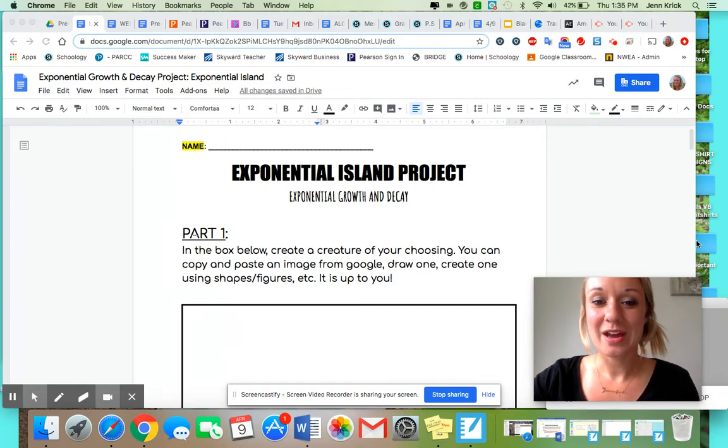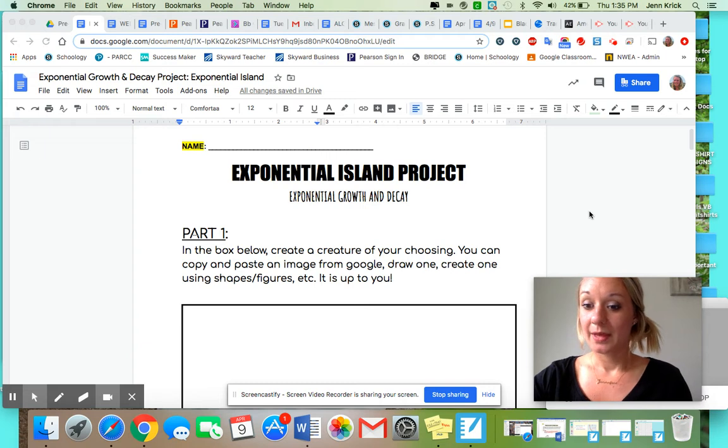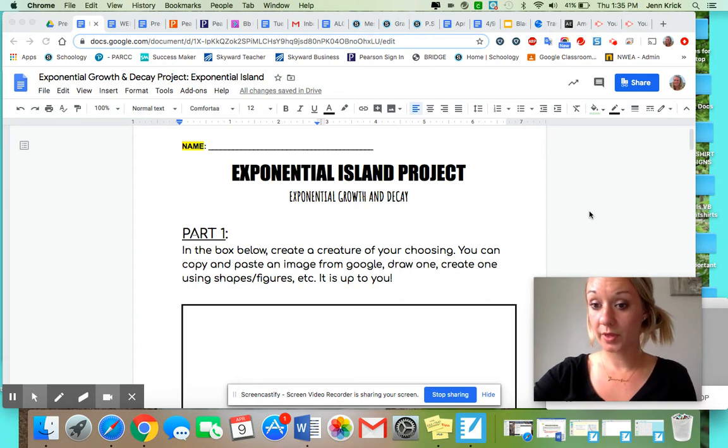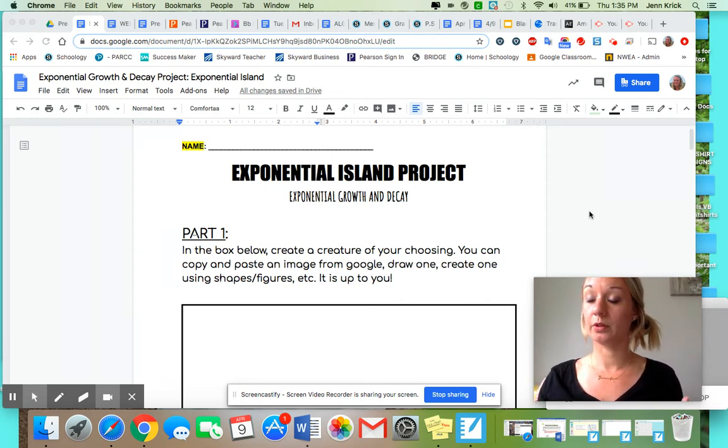So we are on Exponential Island right now. The purpose of this project is for you to be able to work with exponential functions, more specifically ones that involve exponential growth and exponential decay. There are two parts of the project: in one you'll be working with the growth equation, and in the other you'll be working with decay.